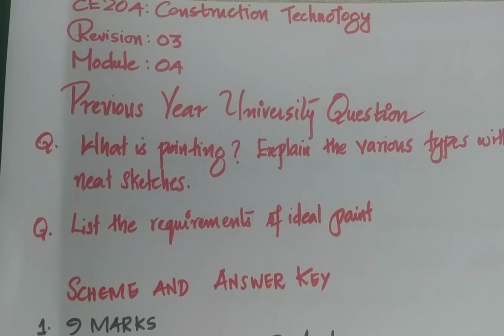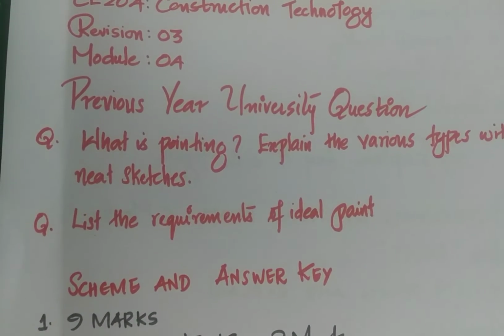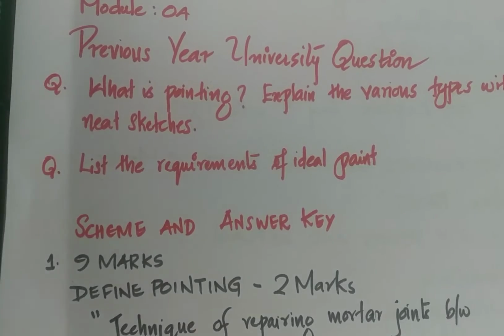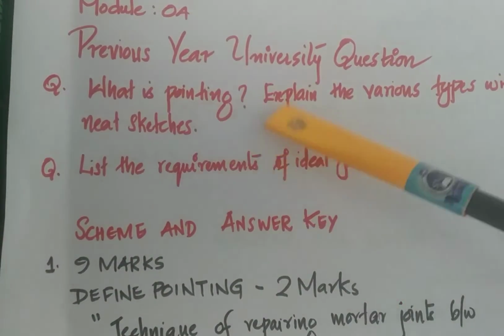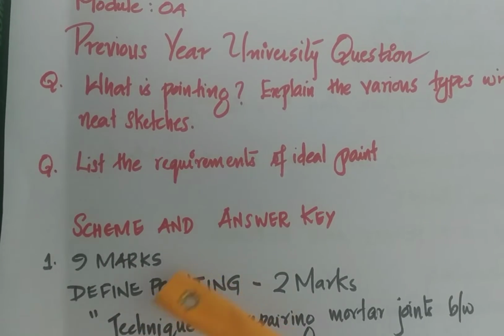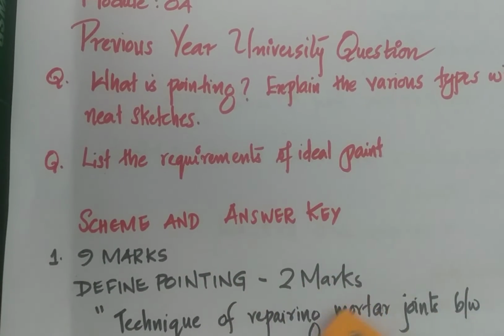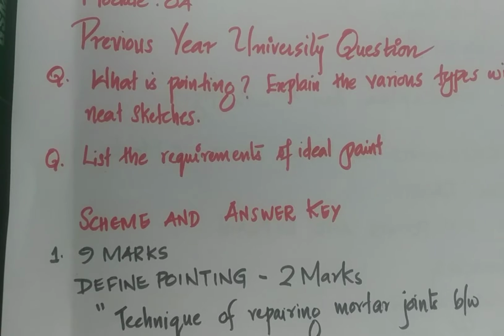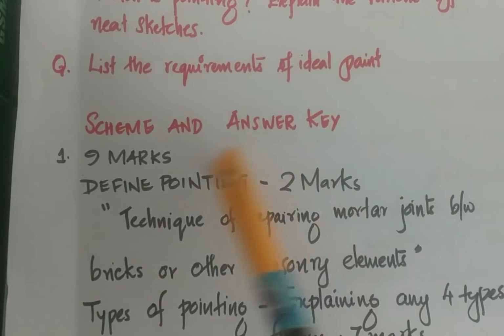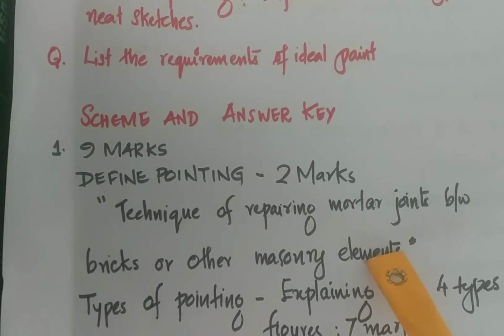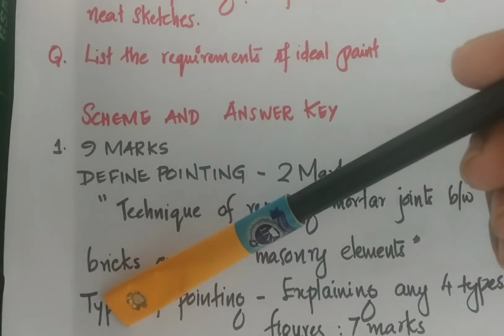We'll be discussing the scheme and the answer key. The first question, what is pointing, and explain the various types, was asked for 9 marks. First of all, we need to define what is pointing. It is asked for 2 marks. The basic definition is the technique of repairing mortar joints between bricks or other masonry elements. You need to explain in detail.